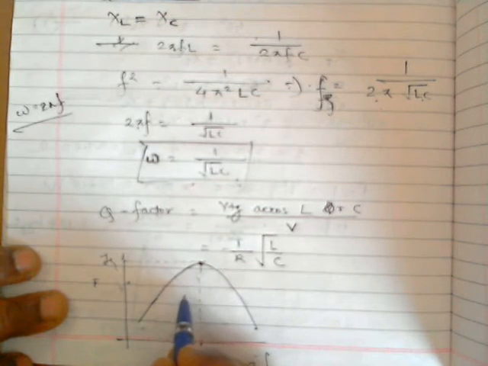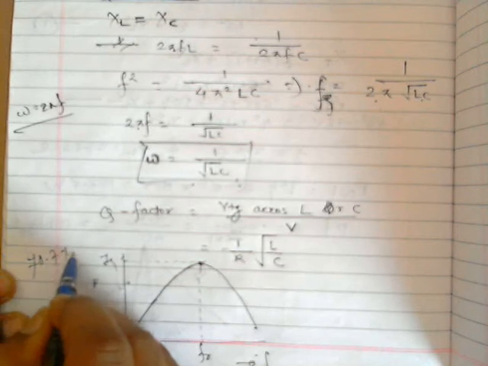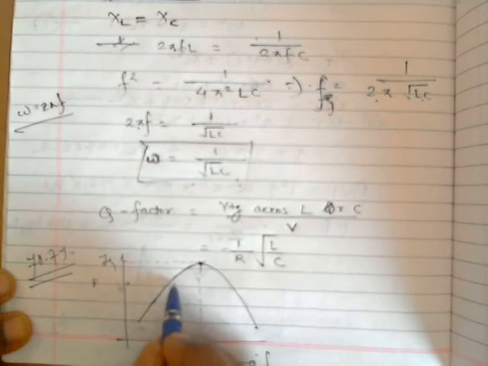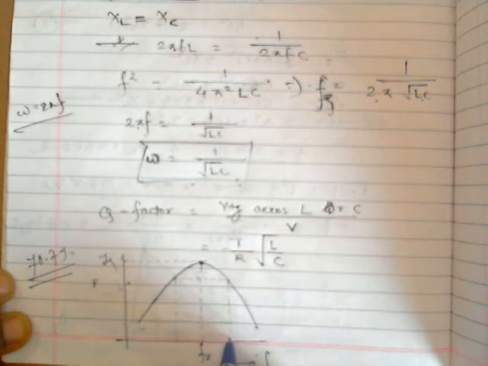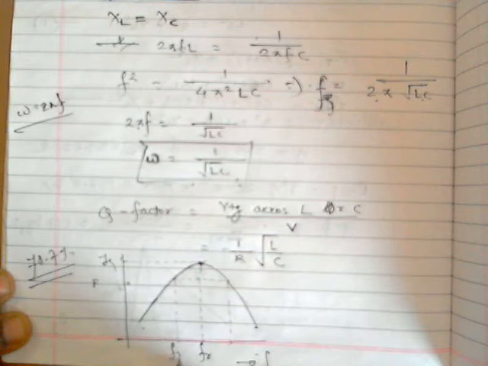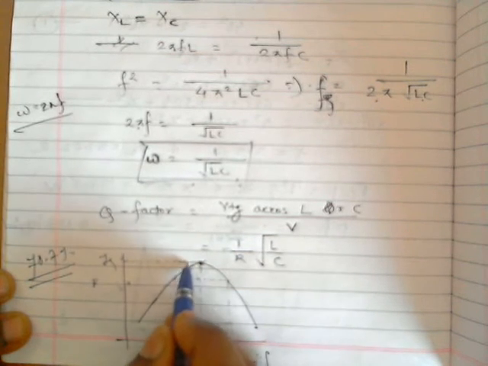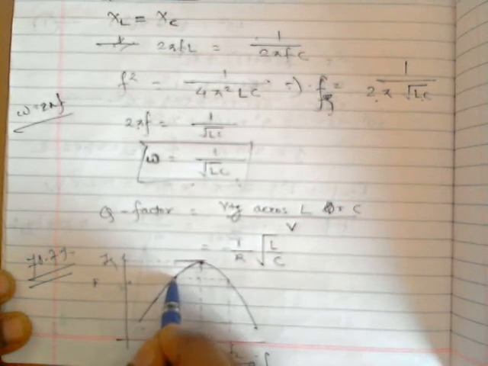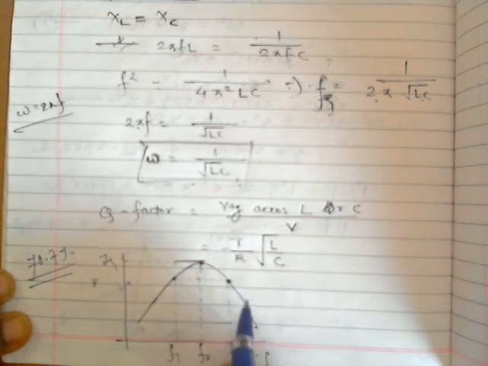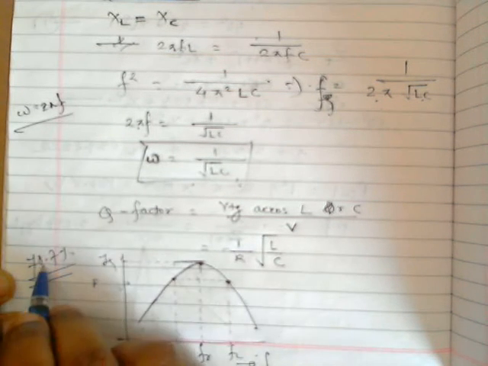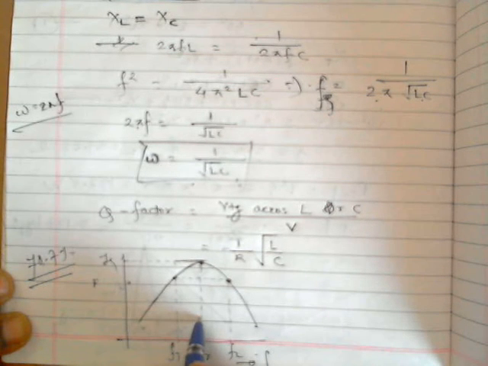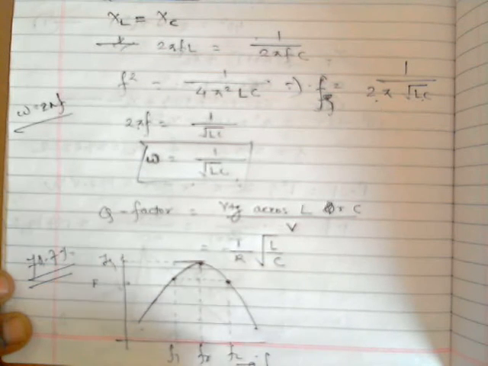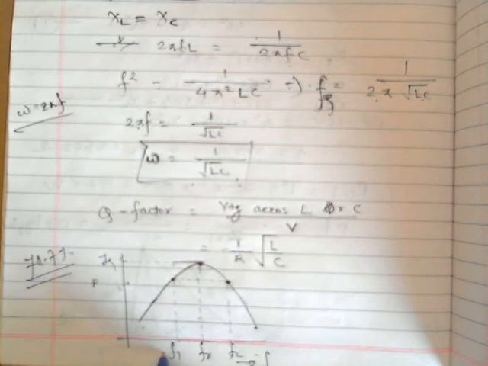So 70.7% of maximum on either side means here and here. Okay, 70.7%. So this is f1, this is f2, this is, say, value 100, then this is 70.7 and this is 70.7. So that 70.7% of maximum on either side is called bandwidth. The total bandwidth is given as f2 minus f1, or I can say omega 2 minus omega 1.